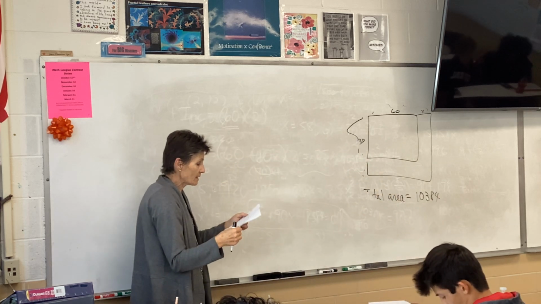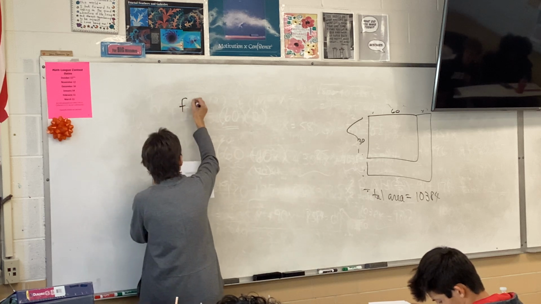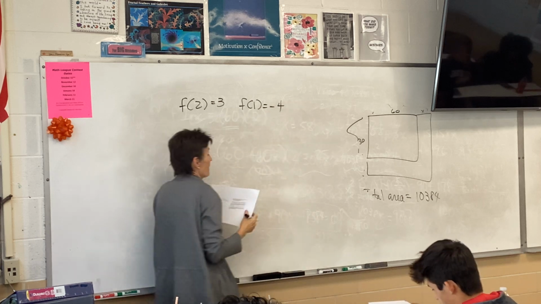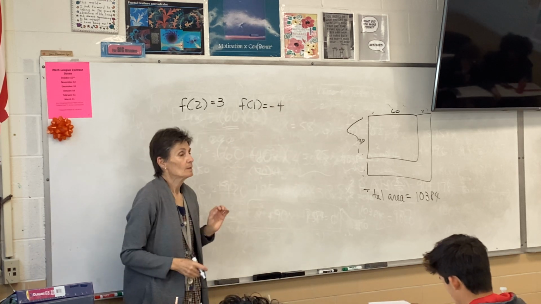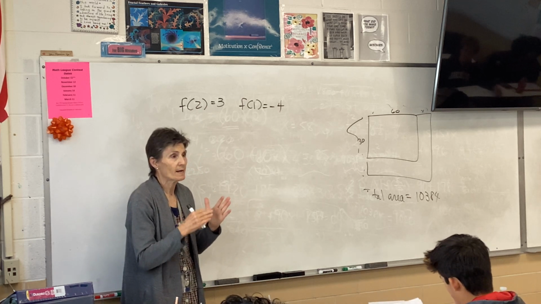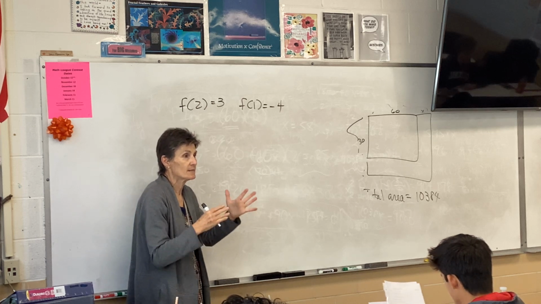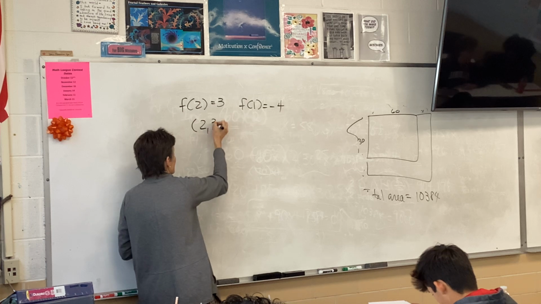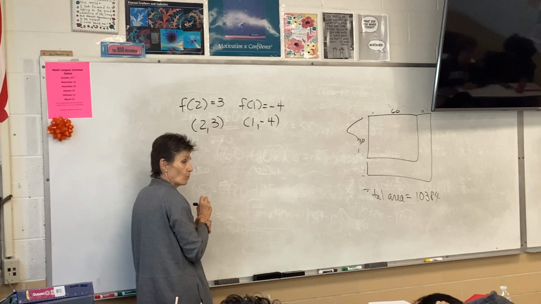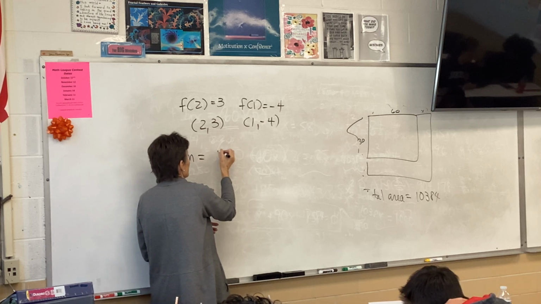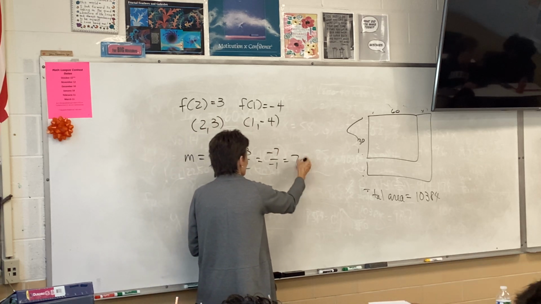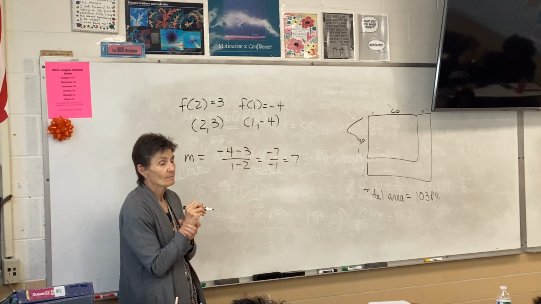Number one, write the equation of the linear function with these function values. All right, people, linear. So when you see the word line, you immediately think I need the slope. Remember, these are simply ordered pairs, right? So slope, negative 4 minus 3 over 1 minus 2. It looks like the slope is 7.